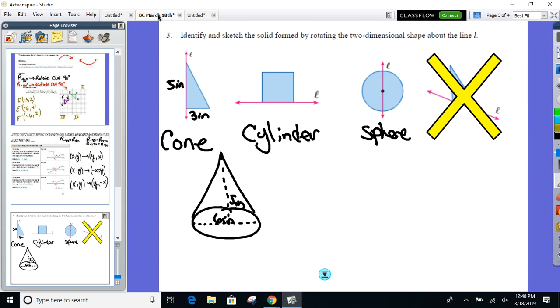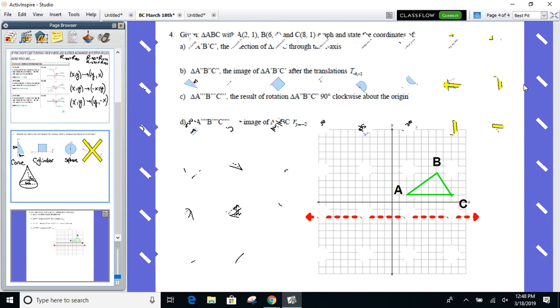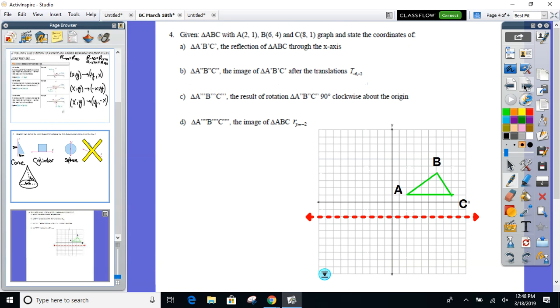Because now I'm going to see what you're made of. Reflection, translation, rotation, all in one problem now. Let's go. A lot of digging deep here. Go ahead and graph triangle ABC.